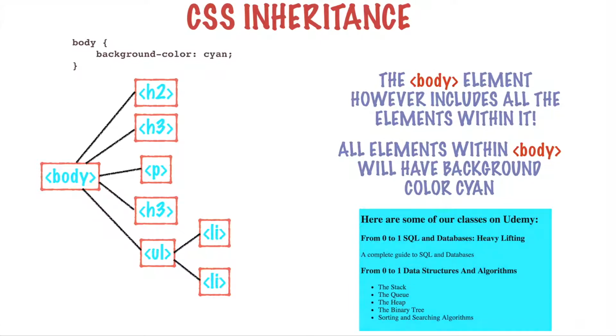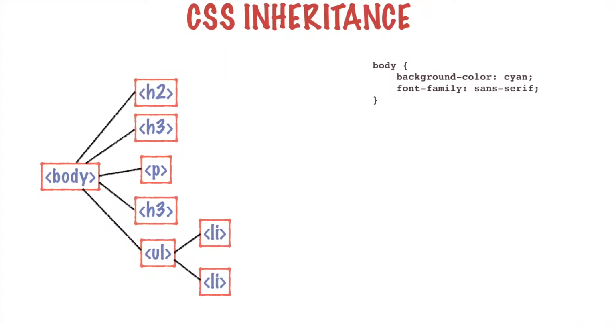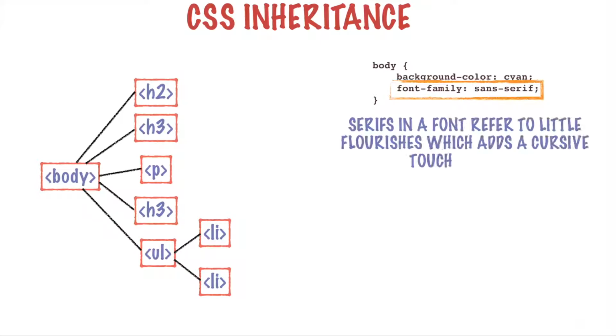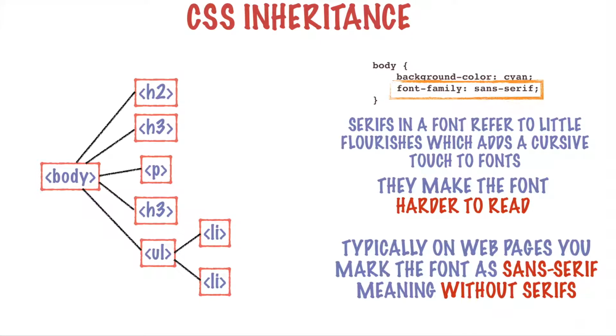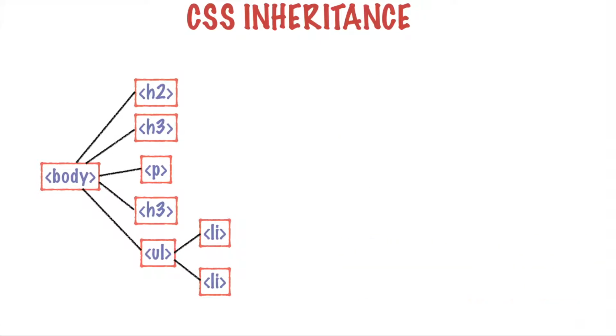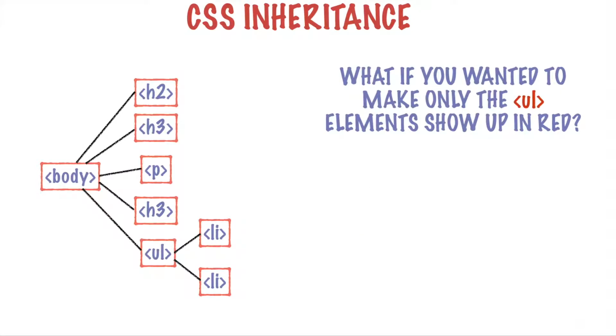By the way, as an aside, let's take a second to talk about the font family property. It's very common to specify that the font family should be sans serif. This means that it should be without serifs. Serifs in a font refer to the little flourishes which apply to fonts, the elements called glyphs. Serifs typically make the font harder to read, and so on web pages it is usual to turn serifs off. Okay, coming back to inheritance.